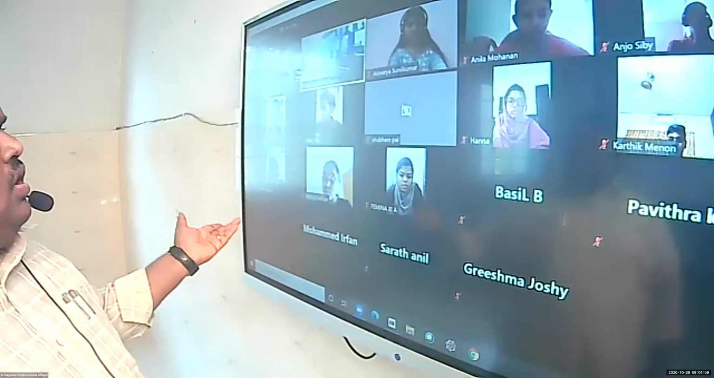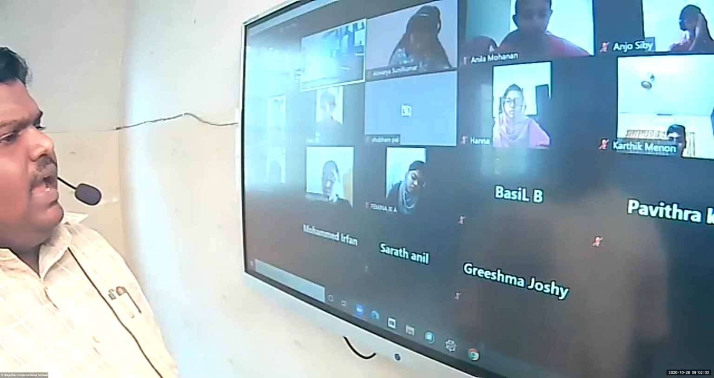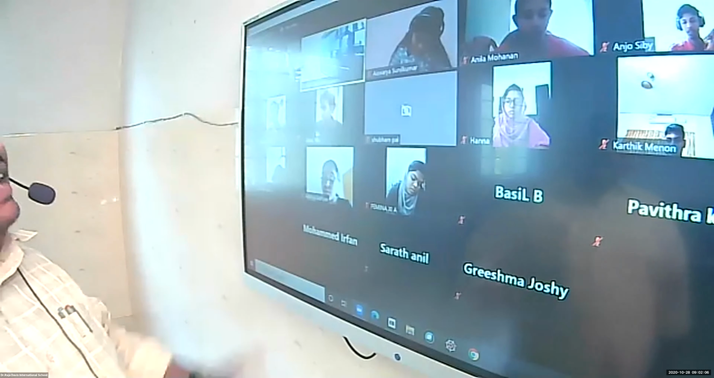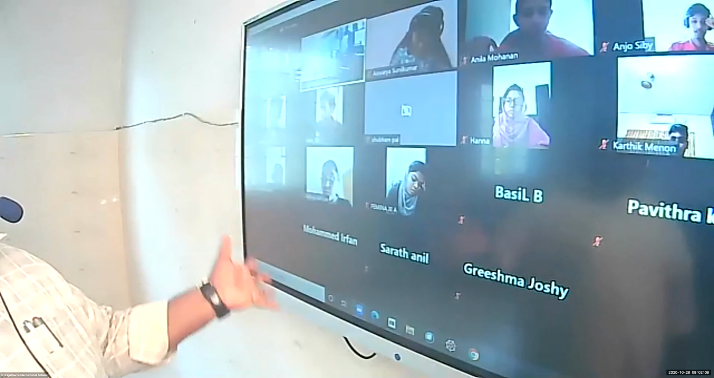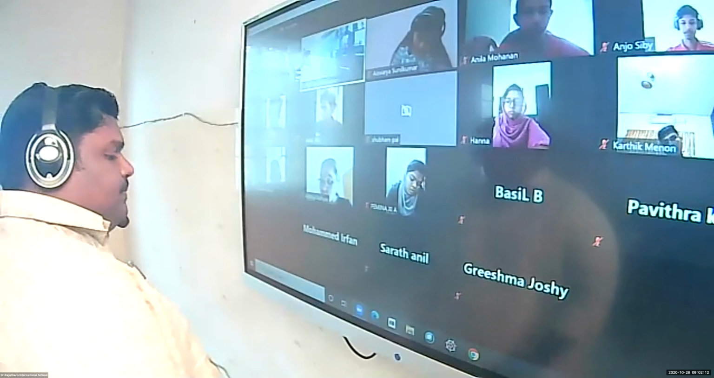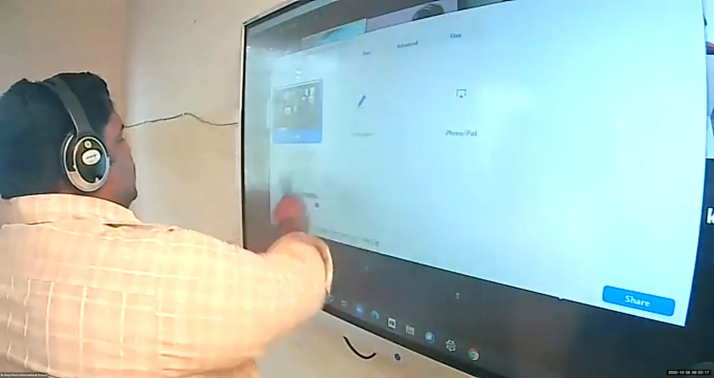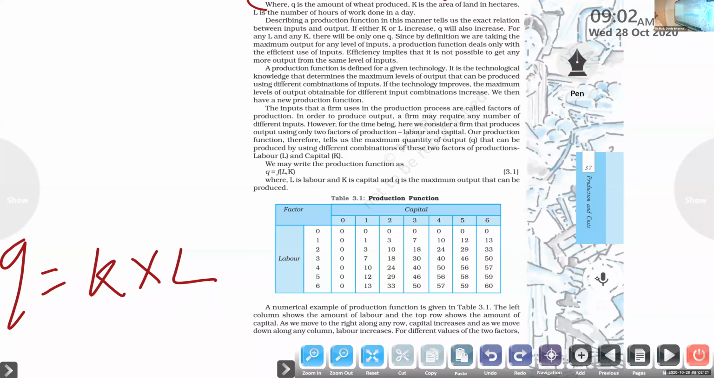Then what is the equation? Quantity produced is equal to K into L. Here K is the hours of labor and L is land. Okay, that's the production function here. Q is equal to K into L. Describing a production function in this manner tells us the exact relation between inputs and output. If either K or L increases, Q will also increase.